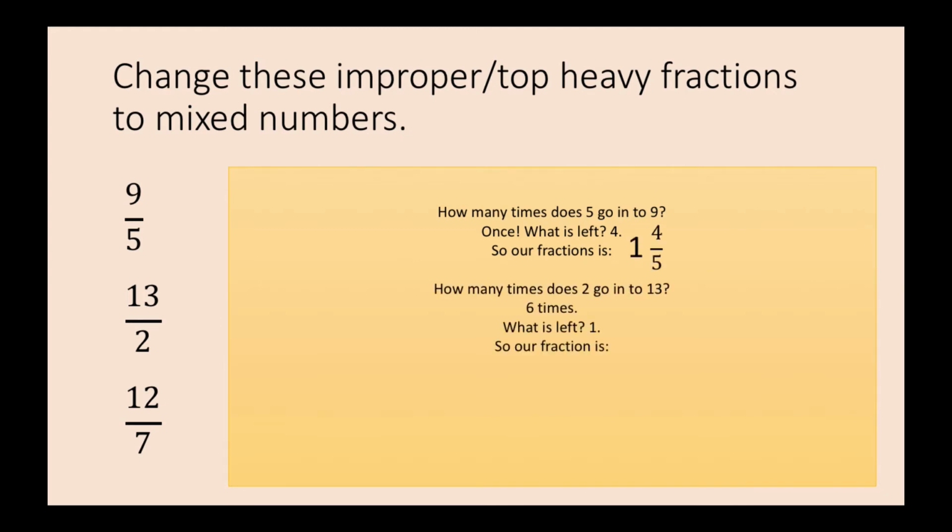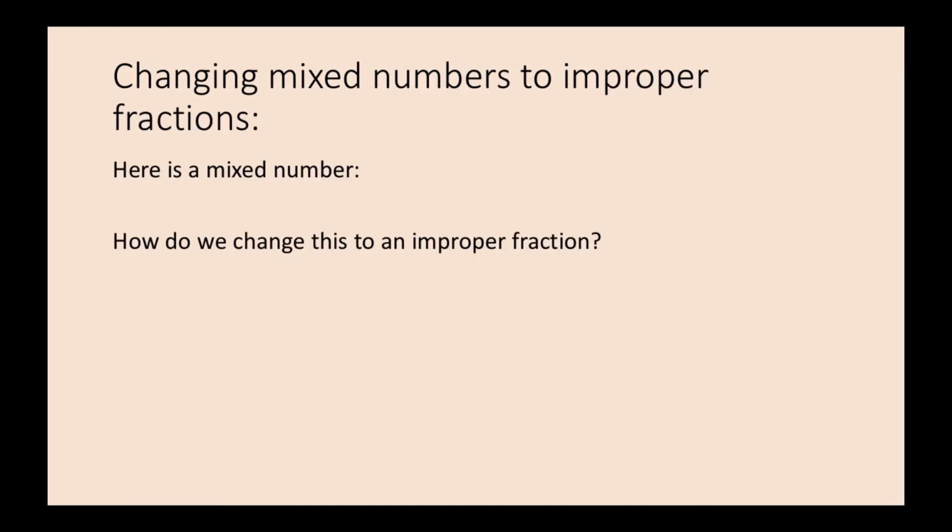For the next one, how many times does 2 go into 13? 2 goes into 13 6 times, and then there's 1 left over. So it'll be 1 over 2, 6 and a half. And finally, 12 over 7, how many times does 7 fit into 12? Only once. What is left? 5, so it's 1 and 5 over 7. So I hope that makes sense.